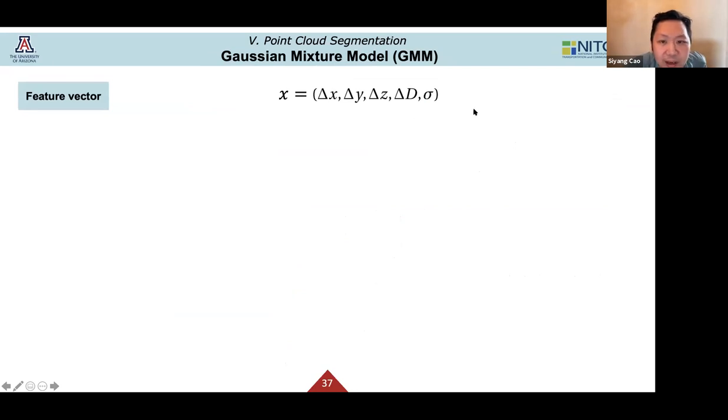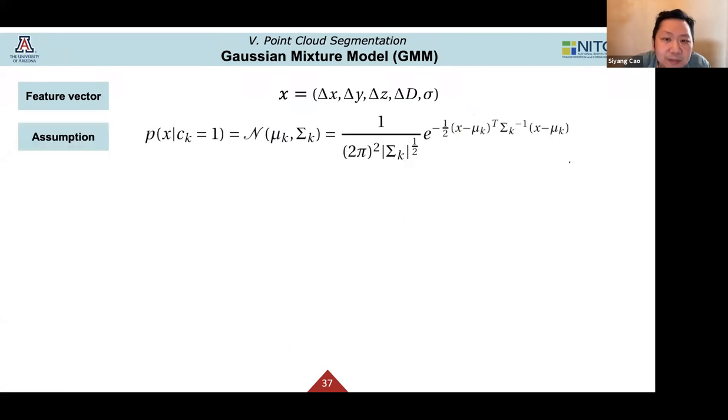So we are going to have a feature vector. The feature vector has the variation of x, y, z, and delta t. And we are making an assumption: we are trying to use a Gaussian model to fit it. So assuming the point belongs to an object of type one, for example a pedestrian, we think the pedestrian will have a specific distribution. The Gaussian distribution has an average and a covariance matrix.